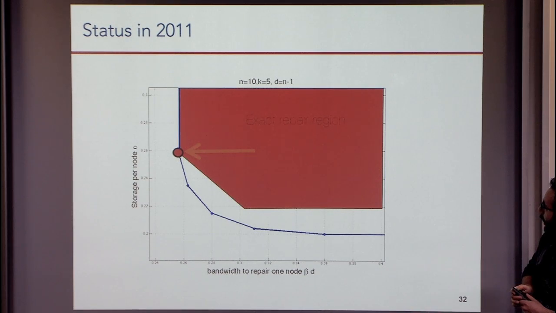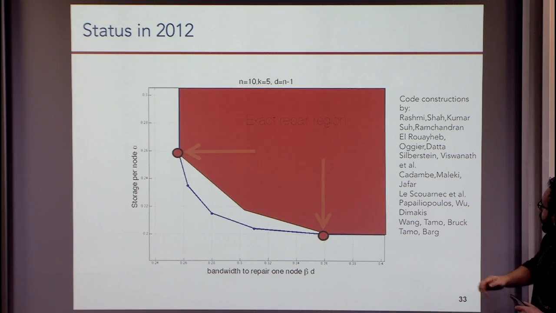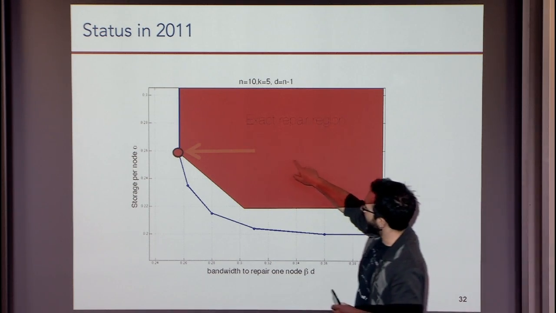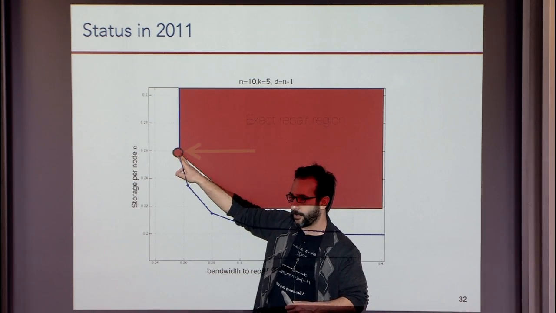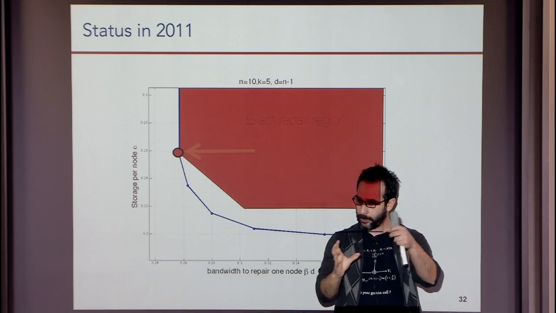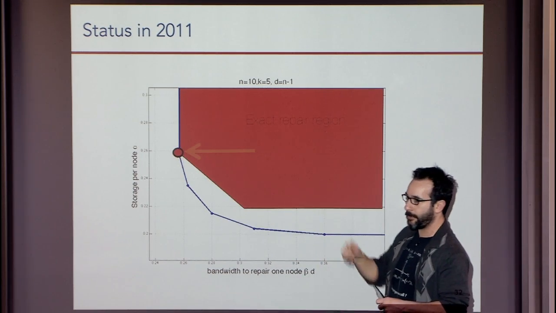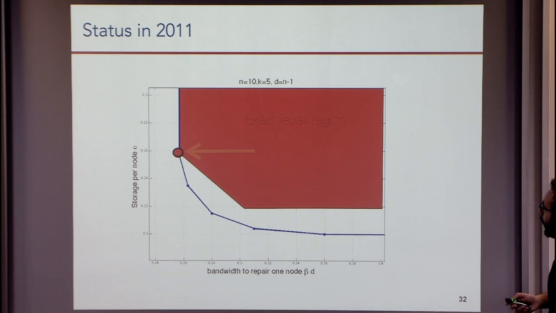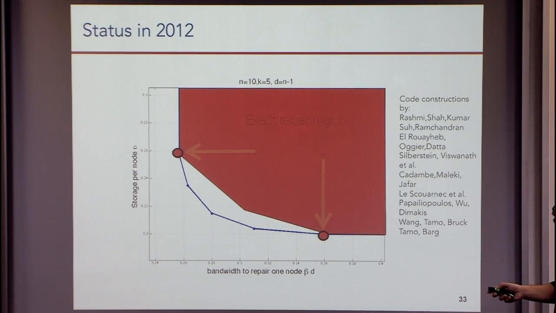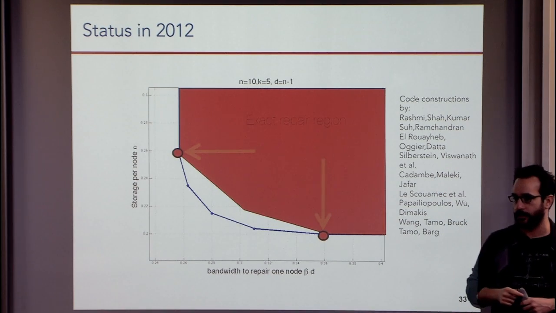And then Rashmi, Shah, and Kumar, I guess, the first paper is here, where they showed that for this point, which is called minimum bandwidth regenerating code, MBR, which allows me to store a little bit more per node, you can match the cutset. So they created a code for this case. That's a very beautiful combinatorial construction. This is 2011, and then there was a sequence of papers up to 2012 by all these people, including my group and the Berkeley group, Ramchandran's group, and UT Austin Sanghavi's group, that were able to construct codes for the minimum storage point.